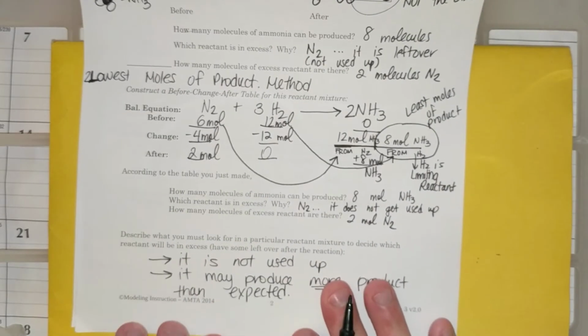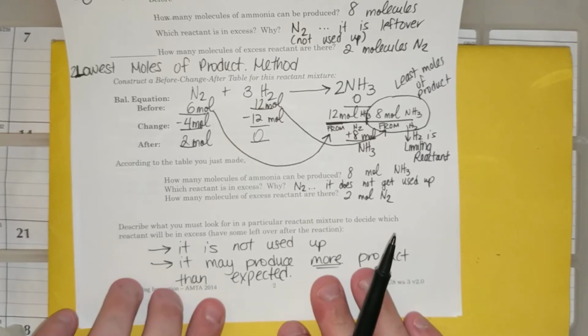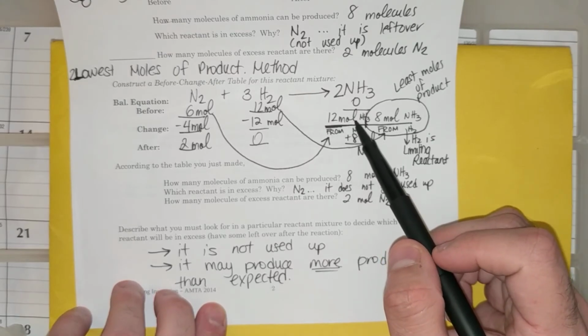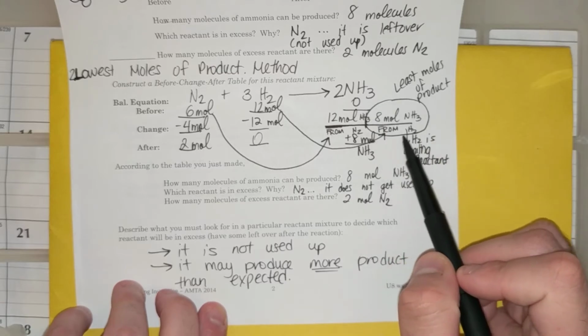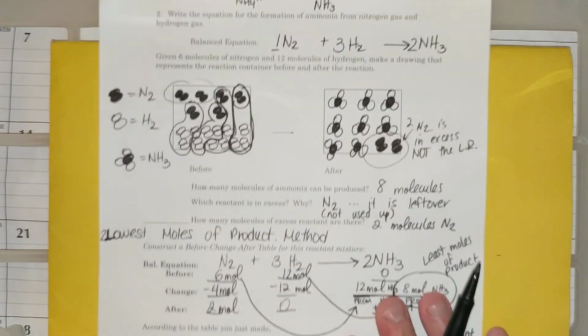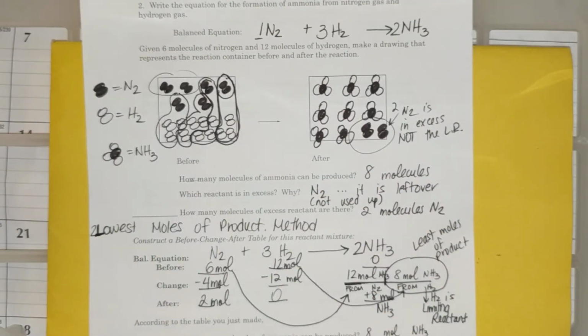So the question becomes then, describe what you must look for in a particular reactant mixture to decide which reactant will be in excess. Well, it is not used up completely, and it may produce more product than expected. It looks like my N2 would produce 12 moles of product. But now we know that I perform and produce my lowest moles of product, which is my H2. All right, and these numbers match my BCA table up there.